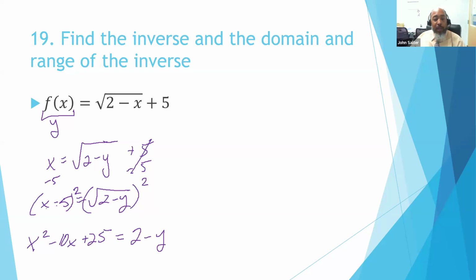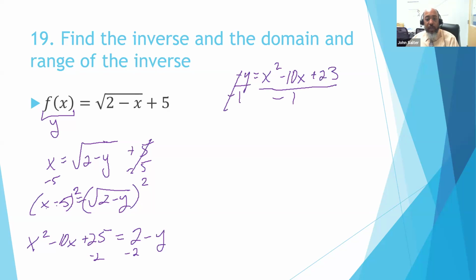Alrighty. To get y by itself, I'm going to subtract 2. I end up getting -y is equal to x squared minus 10x plus 23. And then this is a negative, so I'm going to divide to get rid of this negative, make it a positive y equals. And then this negative essentially just gets distributed over. So it's -x squared plus 10x minus 23. It just changes the signs on everything. Find the inverse. Check. This is my inverse.